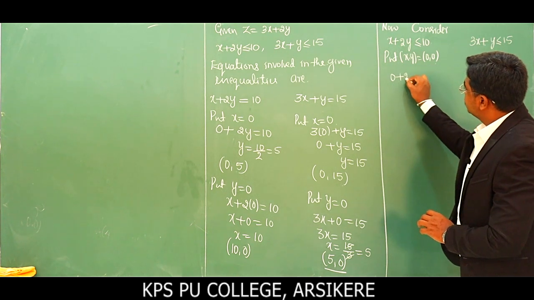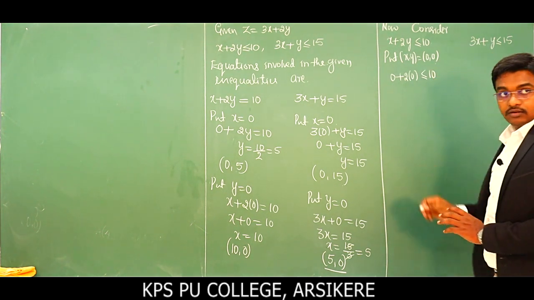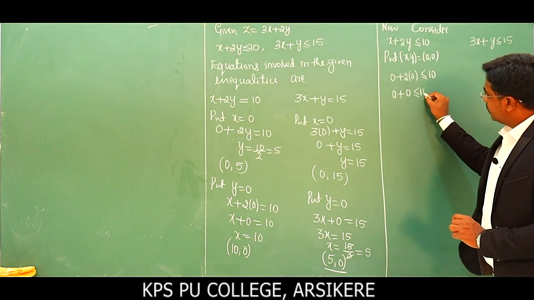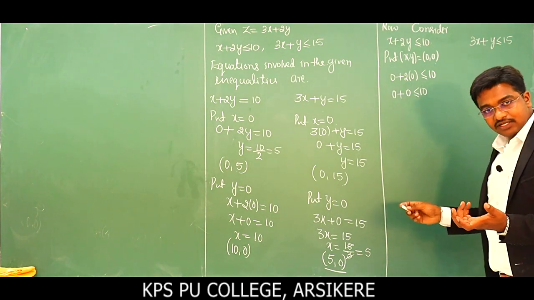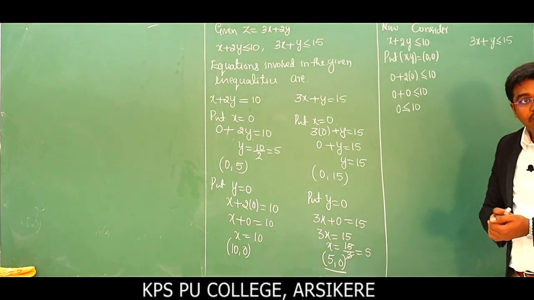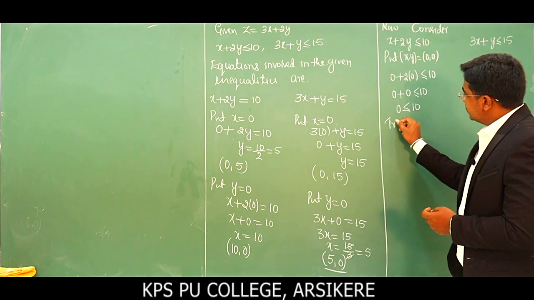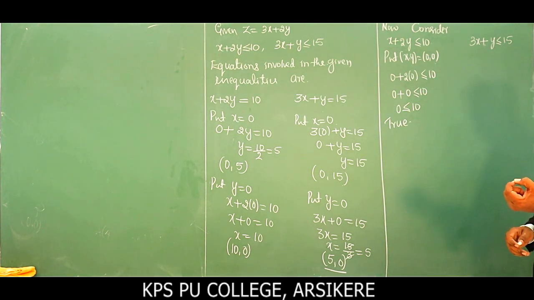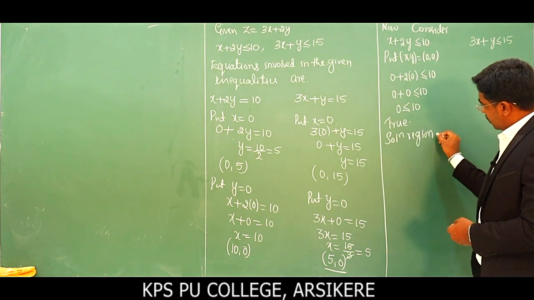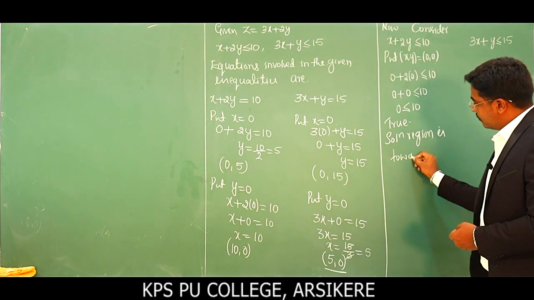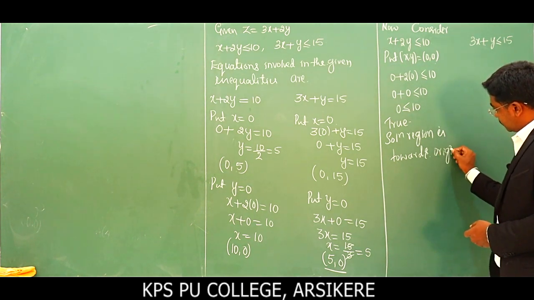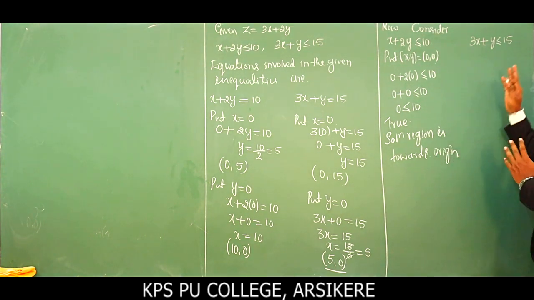Now substitute x is equal to 0 and y is equal to 0. This becomes 0 plus 2 into 0 less than or equal to 10. 0 plus 2 into 0 ಏನಾಗುತ್ತೆ? 0 less than equal to 10. What is next? 0 plus 0 obviously is 0. 0 less than or equal to 10. It means this inequality is true because 0 is less than 10. So once the inequality is true, solution region is towards origin. Okay, towards origin.